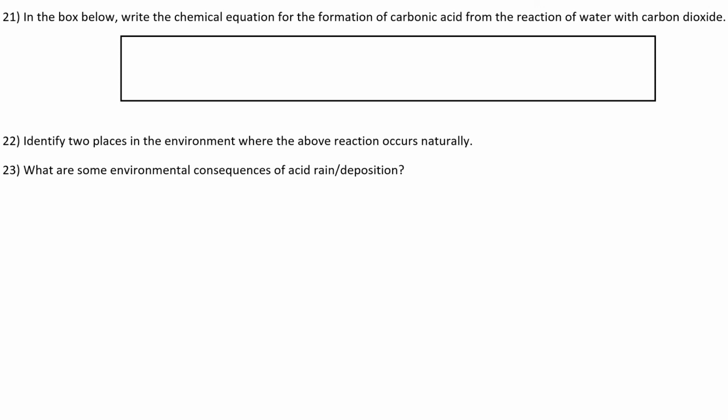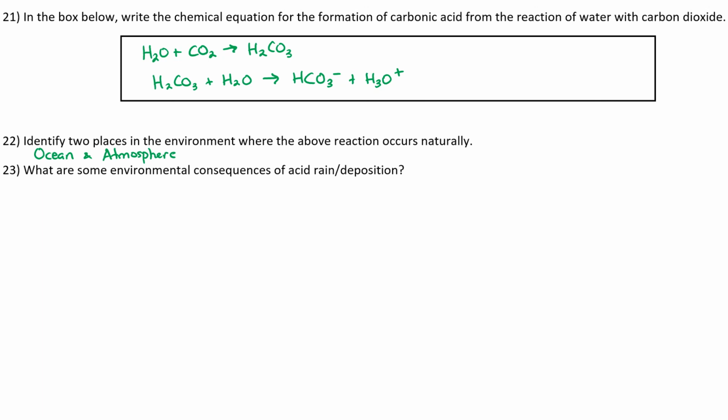In the box below, write the chemical equation for the formation of carbonic acid from the reaction of water with carbon dioxide. So we have water reacts with CO2 to yield H2CO3. And then we have this H2CO3 reacts with water to yield the bicarbonate ion. Okay. So there we have it. Identify two places in the environment where the above reaction occurs naturally. So, the ocean and the atmosphere.